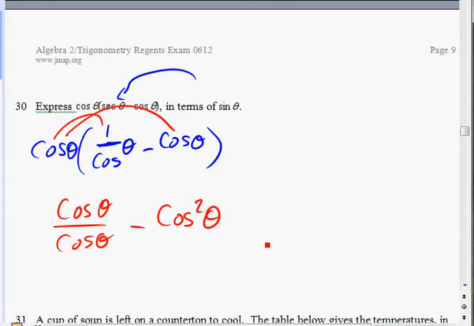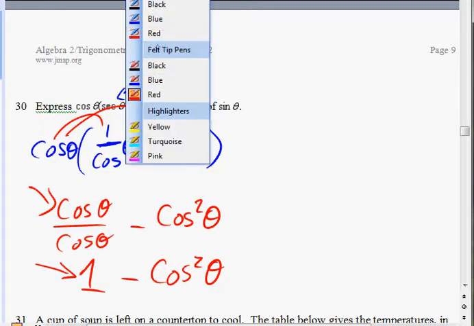And now let's see what happens. Well, cosine over cosine, or anything over itself, is equivalent to 1. So that's 1 minus cosine squared. Okay? And from here, you can actually change this using the Pythagorean identity.